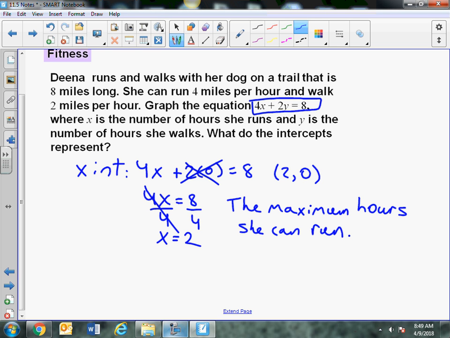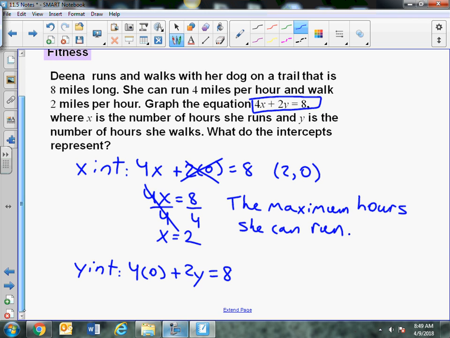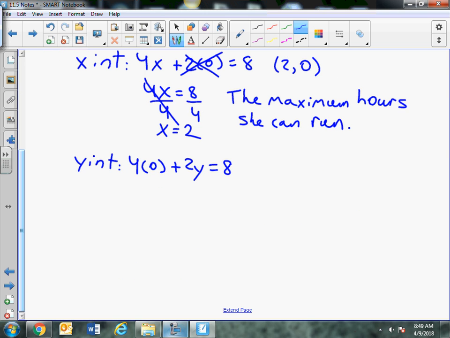Okay, so the 2 would be the maximum hours she could run. Let's go ahead and do the y value. So the y-intercept. This is very similar to what you just did, but again, we're going to plug 0 for x. Since we just did the running one, and the other one's walking, whatever we come up with here is going to be the maximum hours she could possibly walk. So again, this will cancel out, you get 2y equals 8, divide by 2 on both sides, so you get y equals 4.